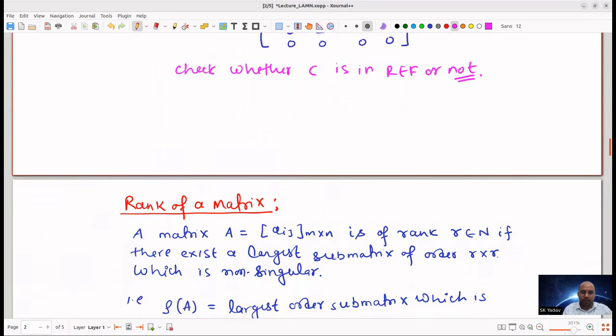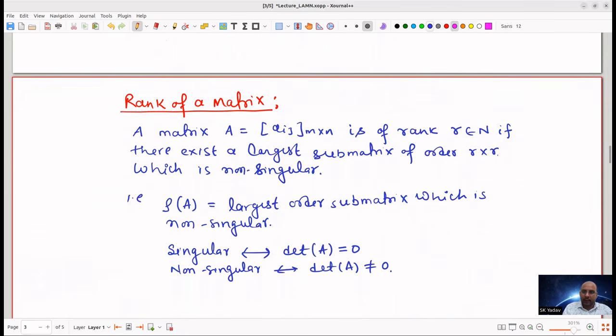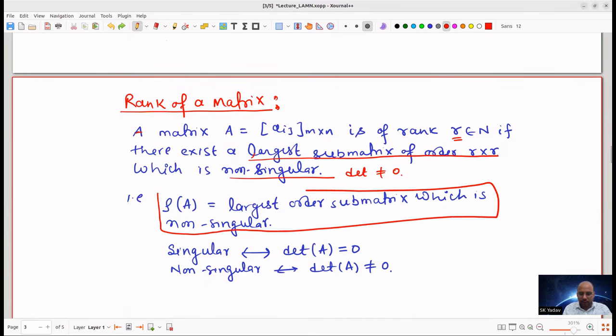Now let us move to the next concept, which is rank of a matrix. And rank of a matrix is very, very important. So ideally, if I go by the book's definition, the rank of matrix A is defined as R, which is a natural number, if there exists a largest submatrix of order R which is non-singular. Non-singular means the determinant is non-zero. So in short, we can write that the rank of a matrix is the largest order submatrix which is non-singular.